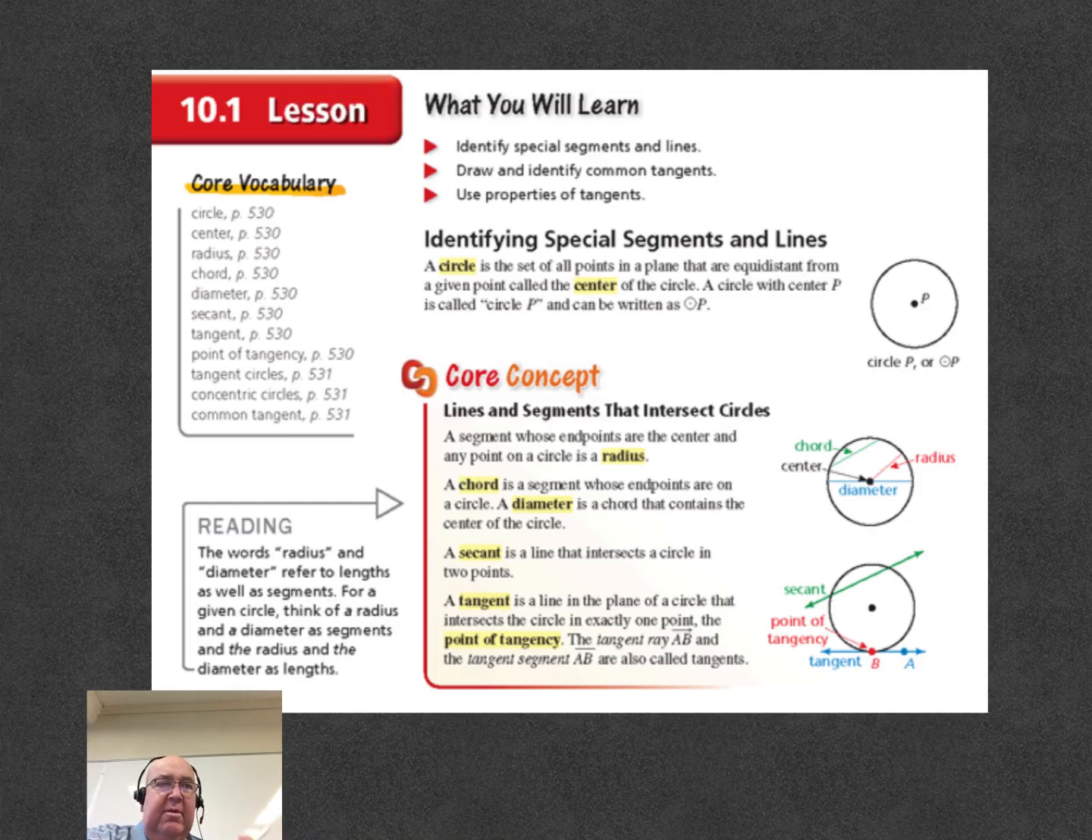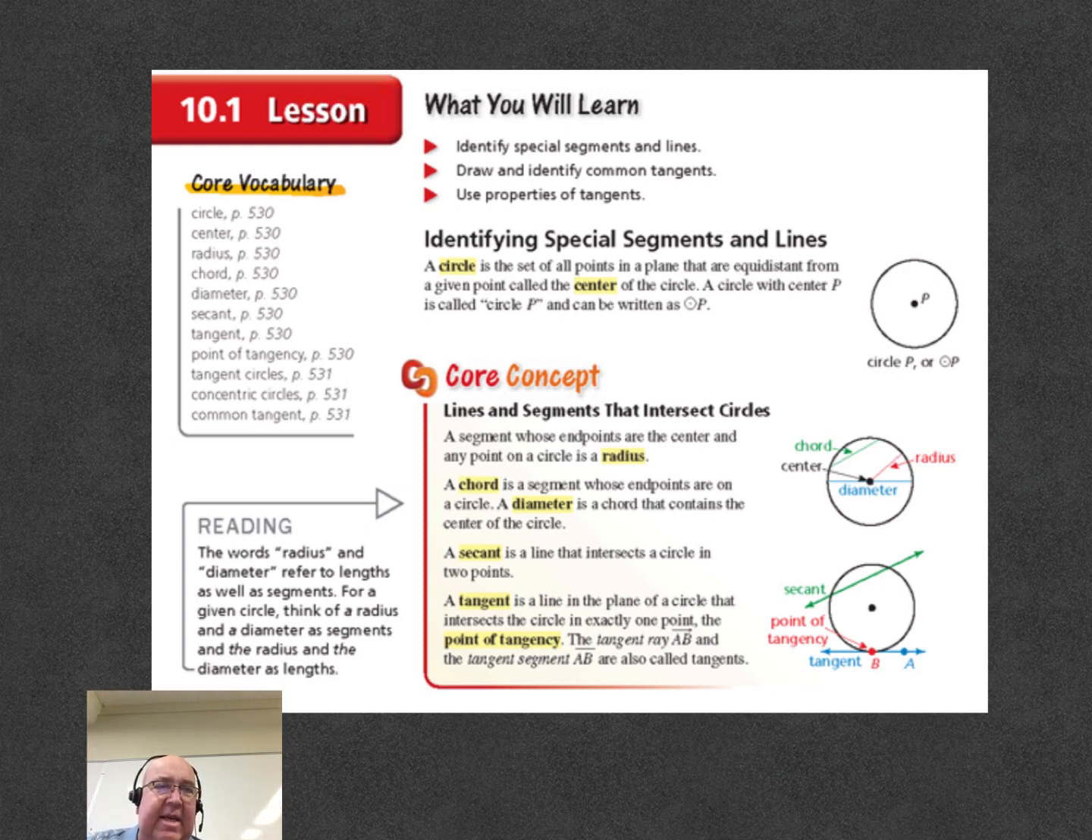Alright, in this lesson we're going to be learning about different lines and line segments that intersect circles. First off, a radius is a line that goes from the center to any point on the circle. A chord is a segment whose endpoints are on the circle. So a diameter is actually partly a chord, because it also has the endpoint in the center.